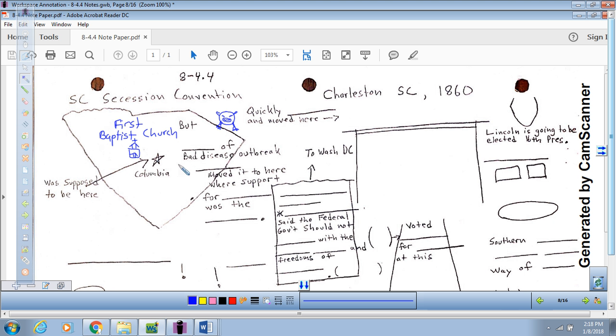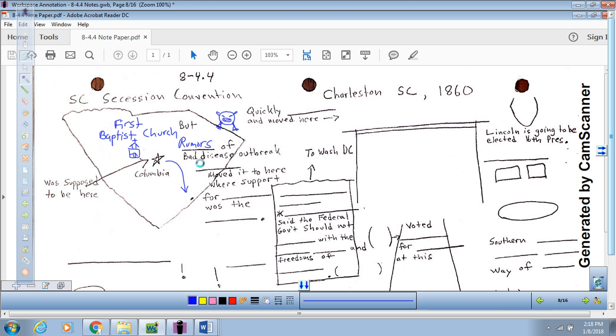It's a virus. What they did is, in order to get the convention moved to Charleston, they bust out rumors of a bad disease outbreak. Now, what disease ended up decimating the Native American population? That's right.